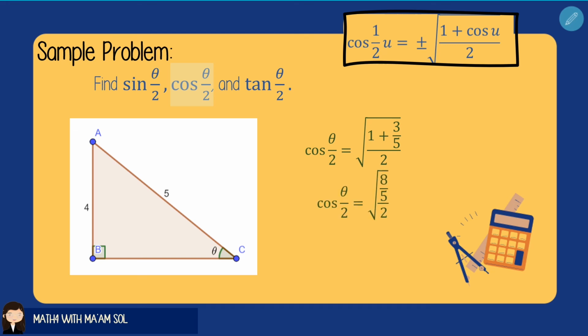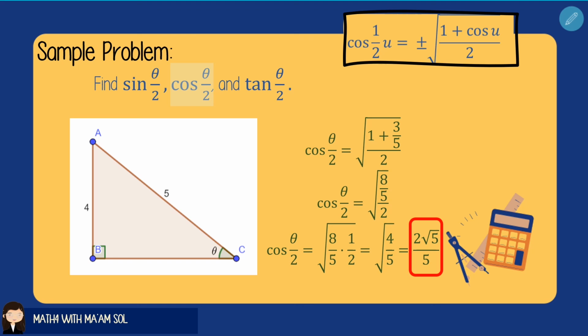We simplify, so we get cosine of theta over 2 equals the square root of 8 over 5 all over 2. We multiply 8 over 5 by the reciprocal of 2, which is 1/2. So you have cosine of theta over 2 equals the square root of 8 over 5 times 1/2, which will now give us the square root of 4 over 5. And as we know, square root of 4 is 2, so you have 2 over square root of 5, but we need to rationalize that, so you have 2 square root of 5 all over 5.